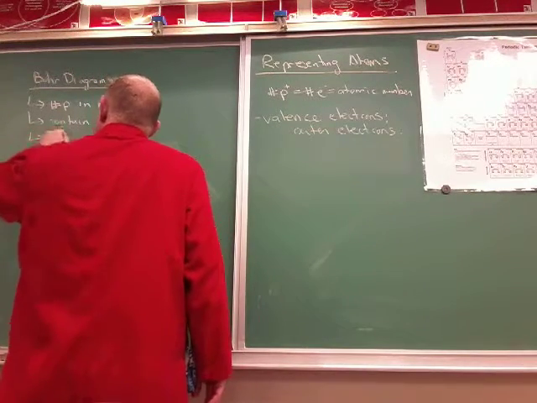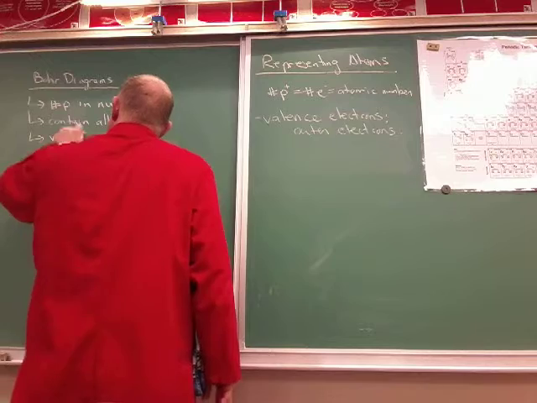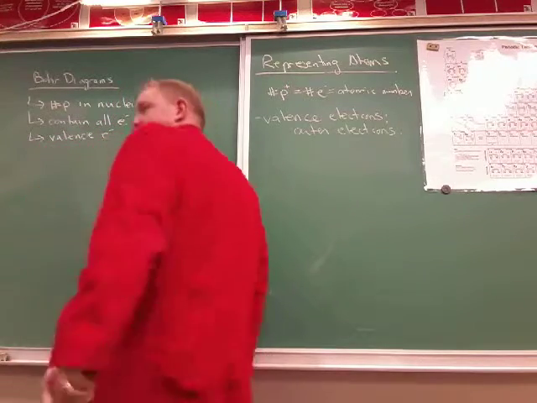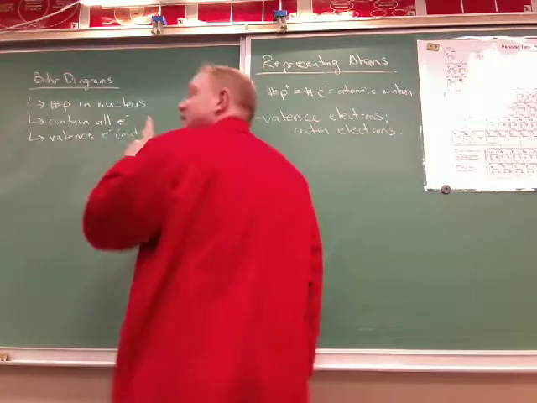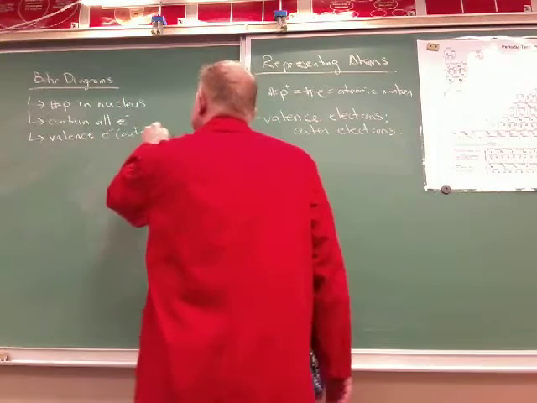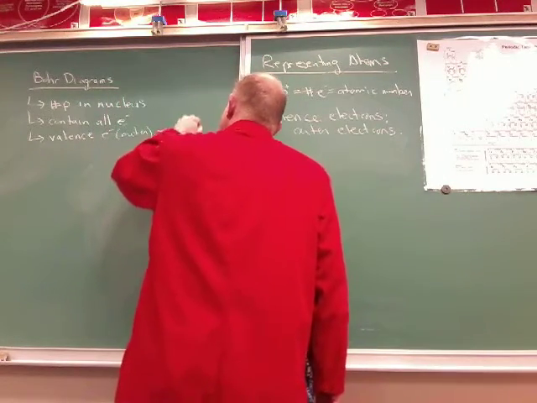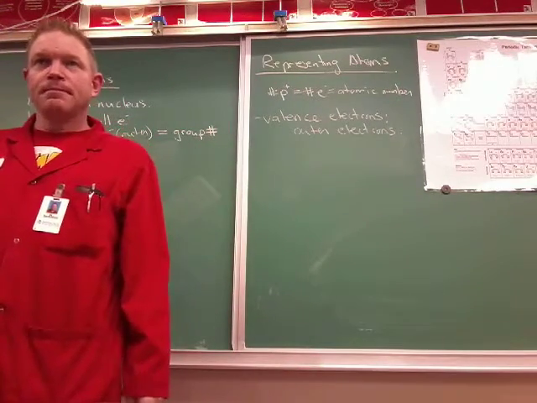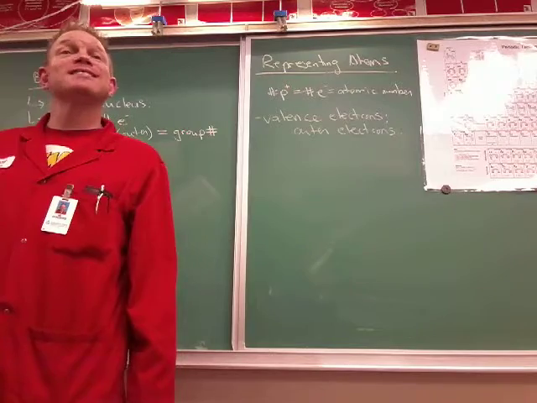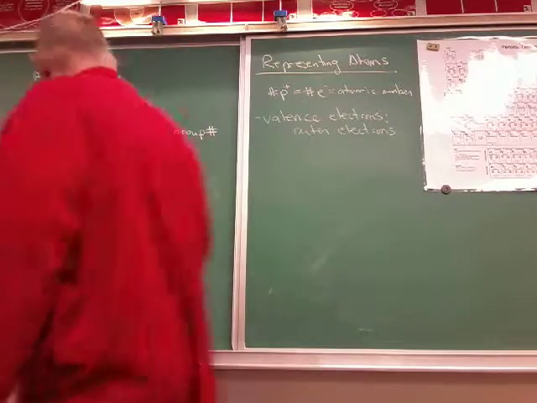The valence electrons, right? Or the outer electrons, and I just want to define it again. The outer electrons equals the group number. Okay? The outer electrons is equal to the group number.